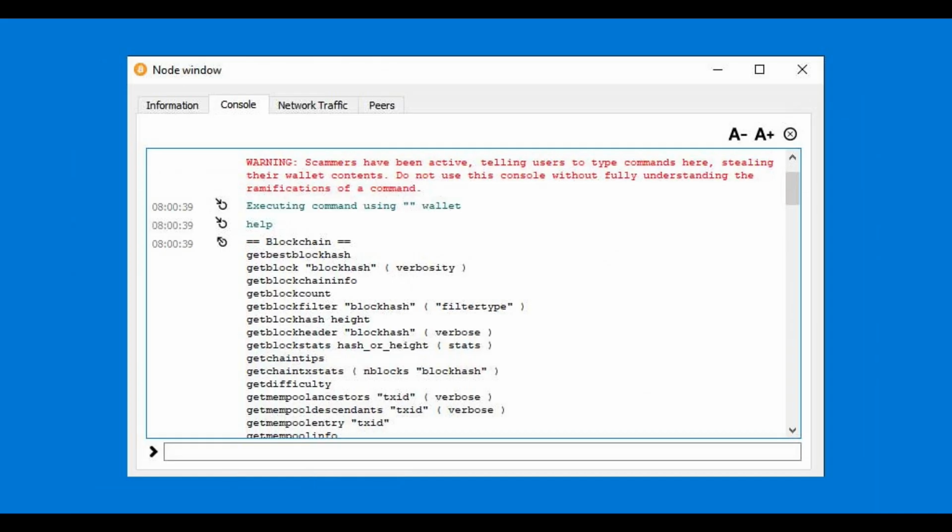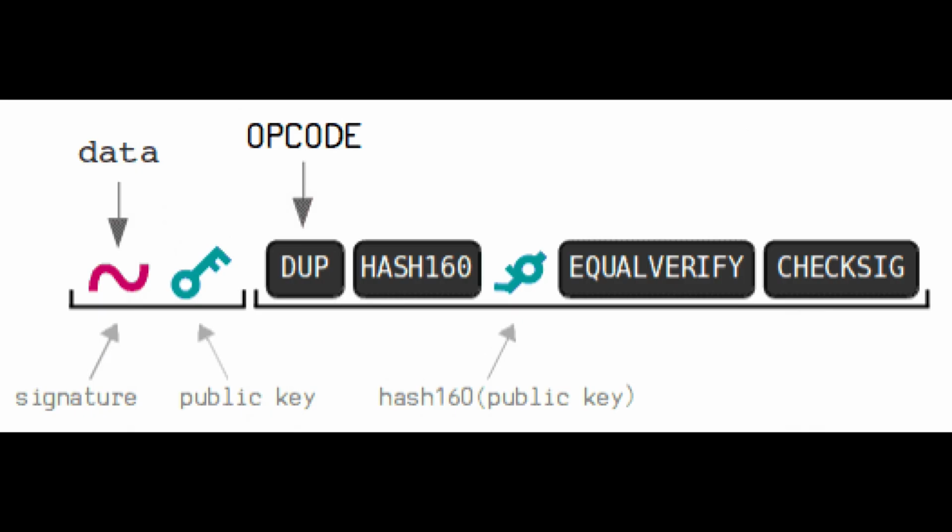Bitcoin Core includes a transaction verification engine and connects to the Bitcoin network as a full node. The software validates the entire blockchain, which includes all Bitcoin transactions ever produced. Bitcoin Core includes a scripting language that defines transactions and specifies parameters.